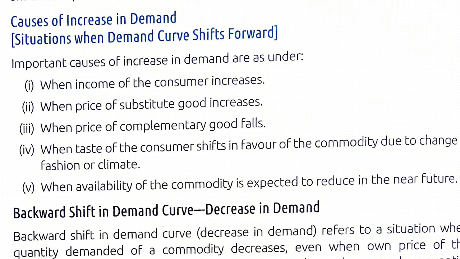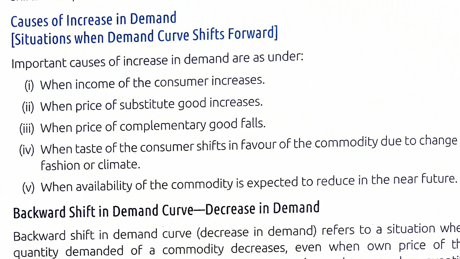Second, when the price of substitute good increases. Suppose the price of tea increases, then it may happen that the quantity demanded of coffee may increase at the same price. So there may not be any fall in price of coffee, even then there can be increase in demand of coffee. Thirdly, when price of complementary goods falls.